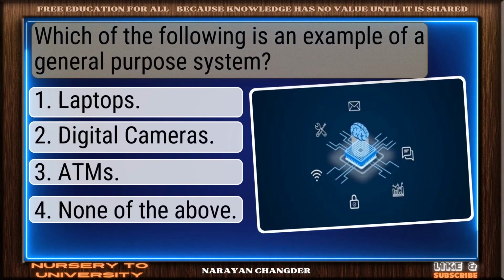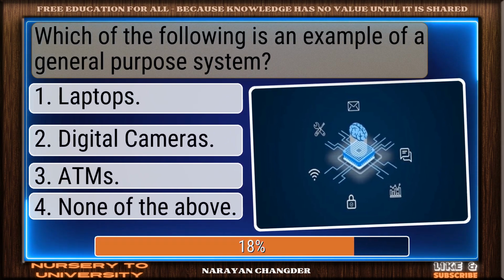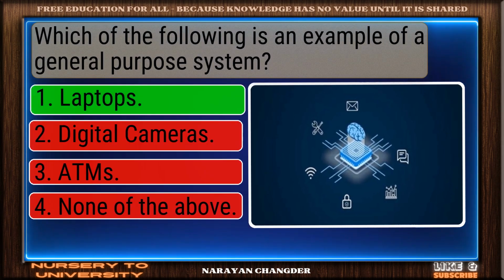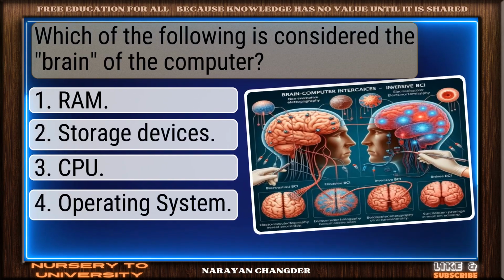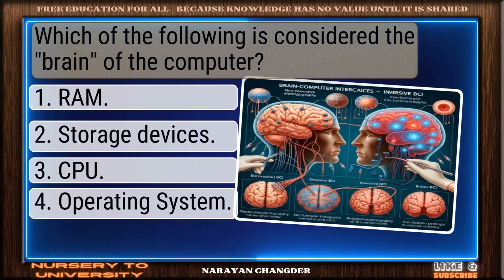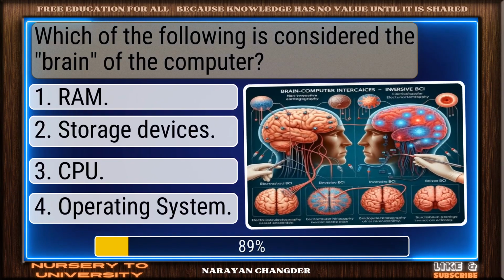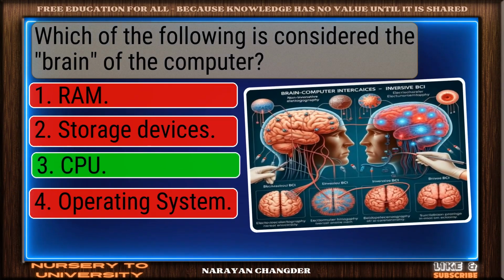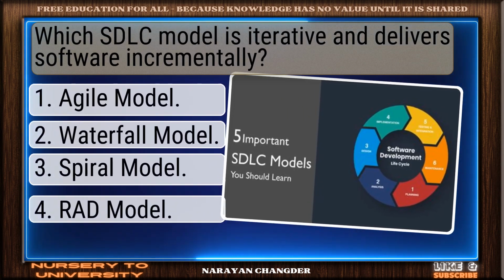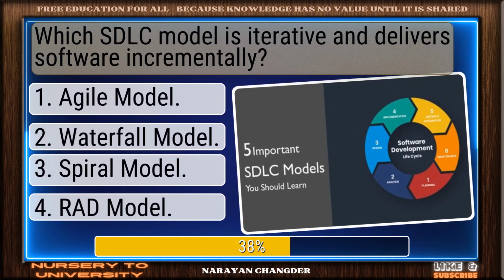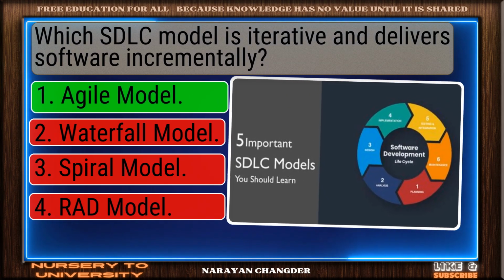Which of the following is an example of a general-purpose system? You chose laptops. Correct. Which of the following is considered the brain of the computer? Good job. CPU works well. Which software model is iterative and delivers software incrementally? Bravo. Agile model is the answer.